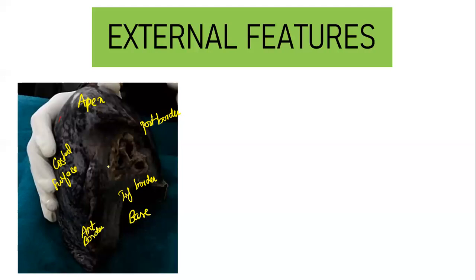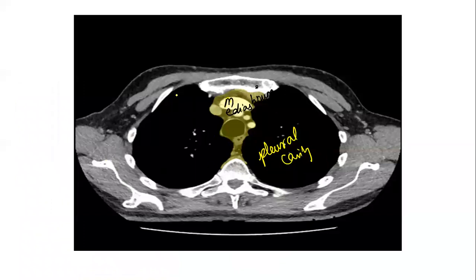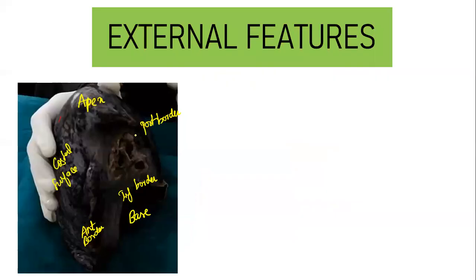And this one is going to come in contact with the mediastinum. If you observe this picture, the lung is going to be located like this. So this is the costal surface that comes in contact with the ribs, and this surface comes in contact with the mediastinum. So this is the costal surface and this is the mediastinal surface.